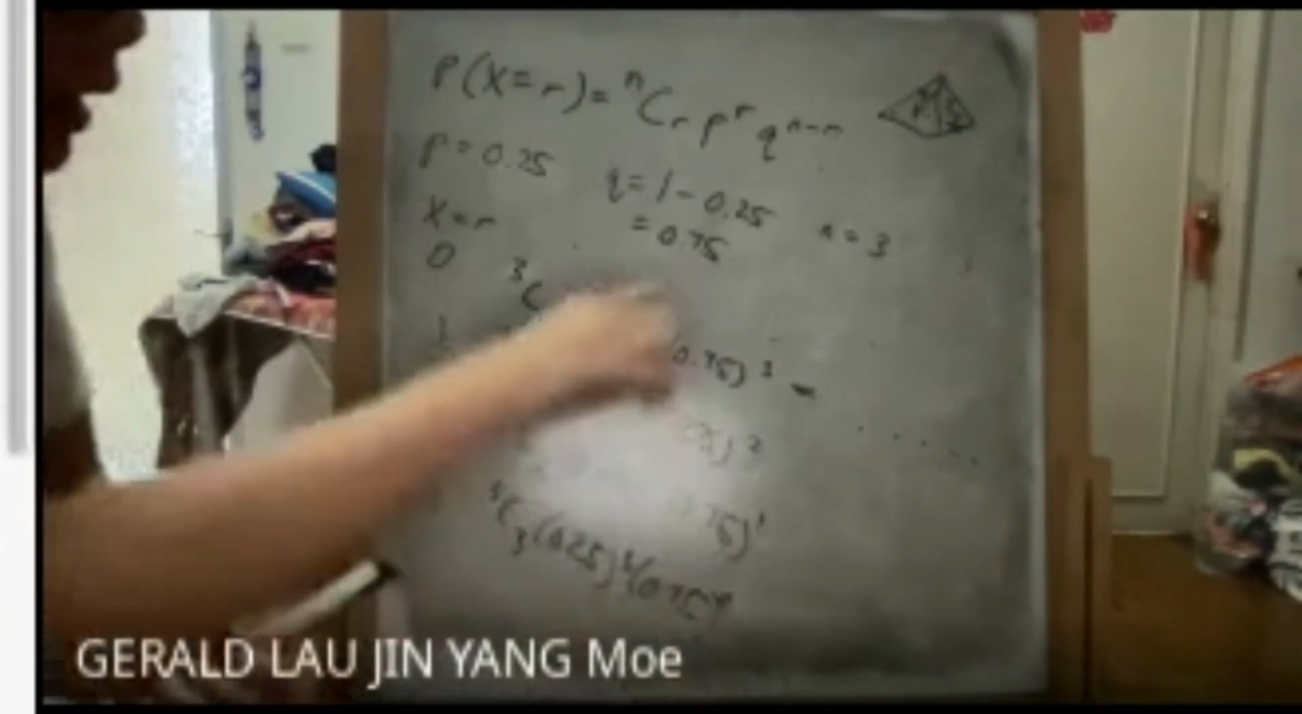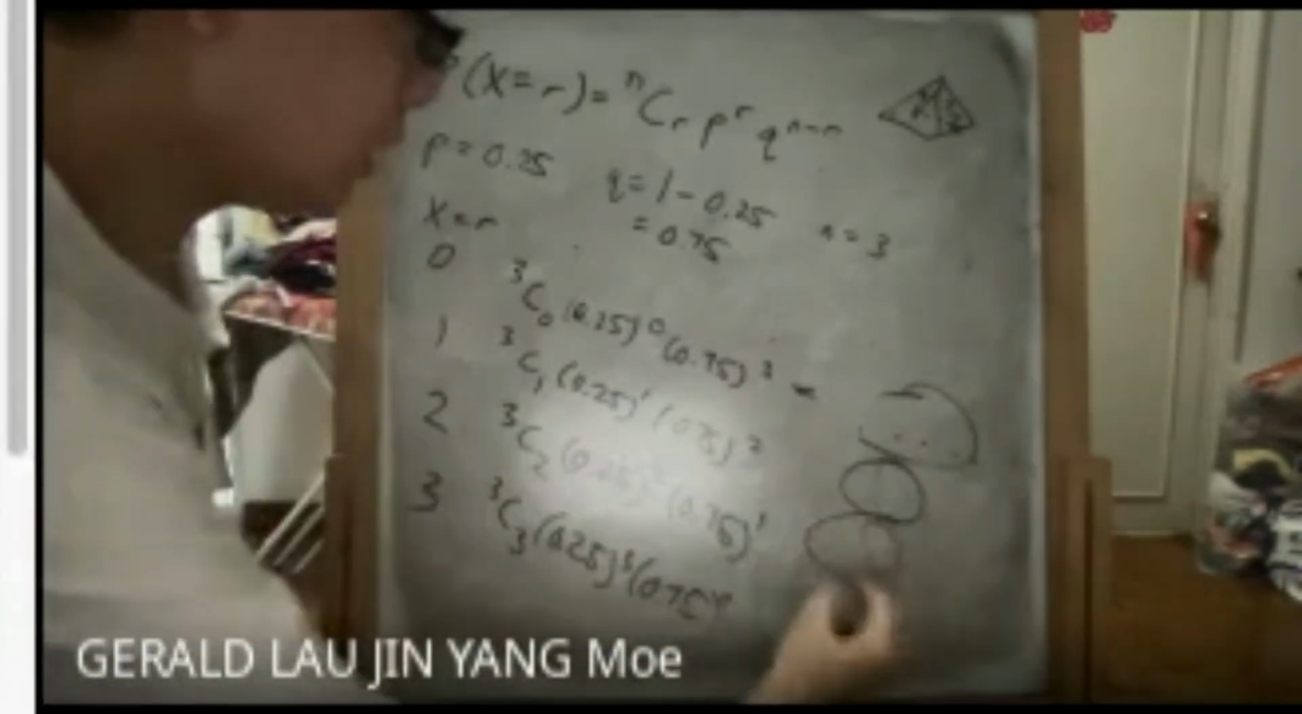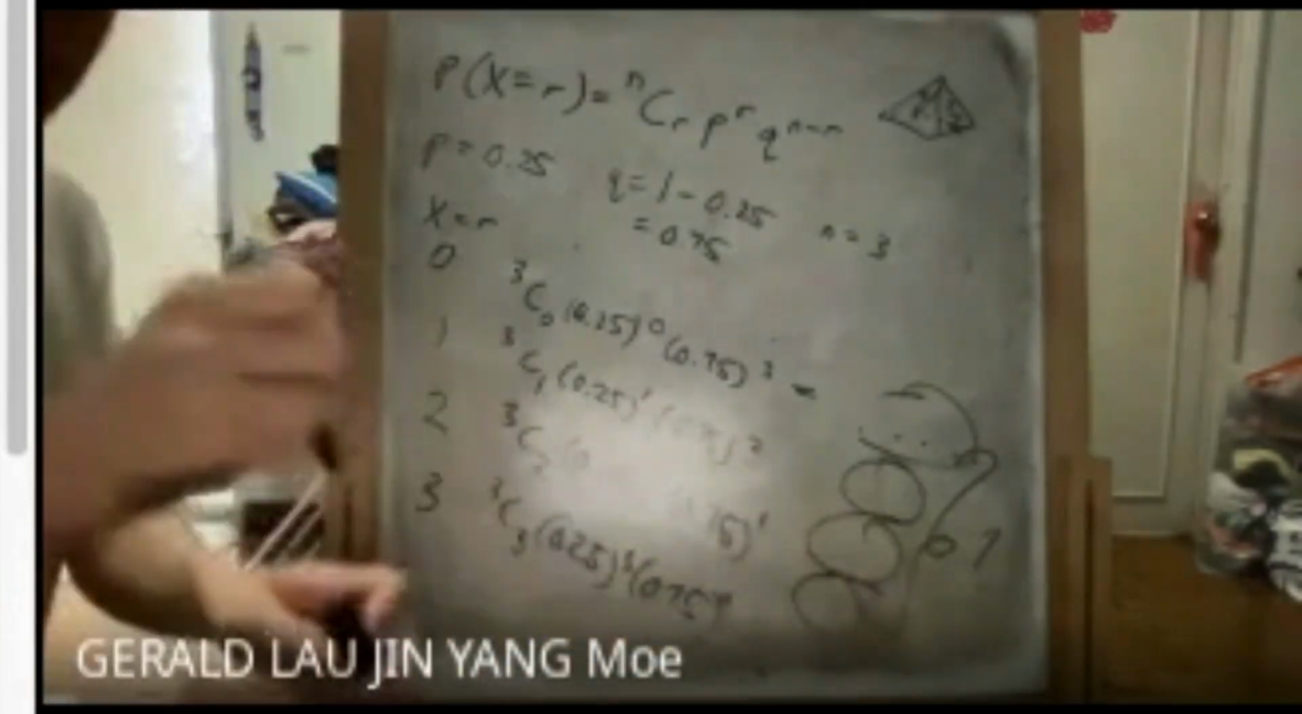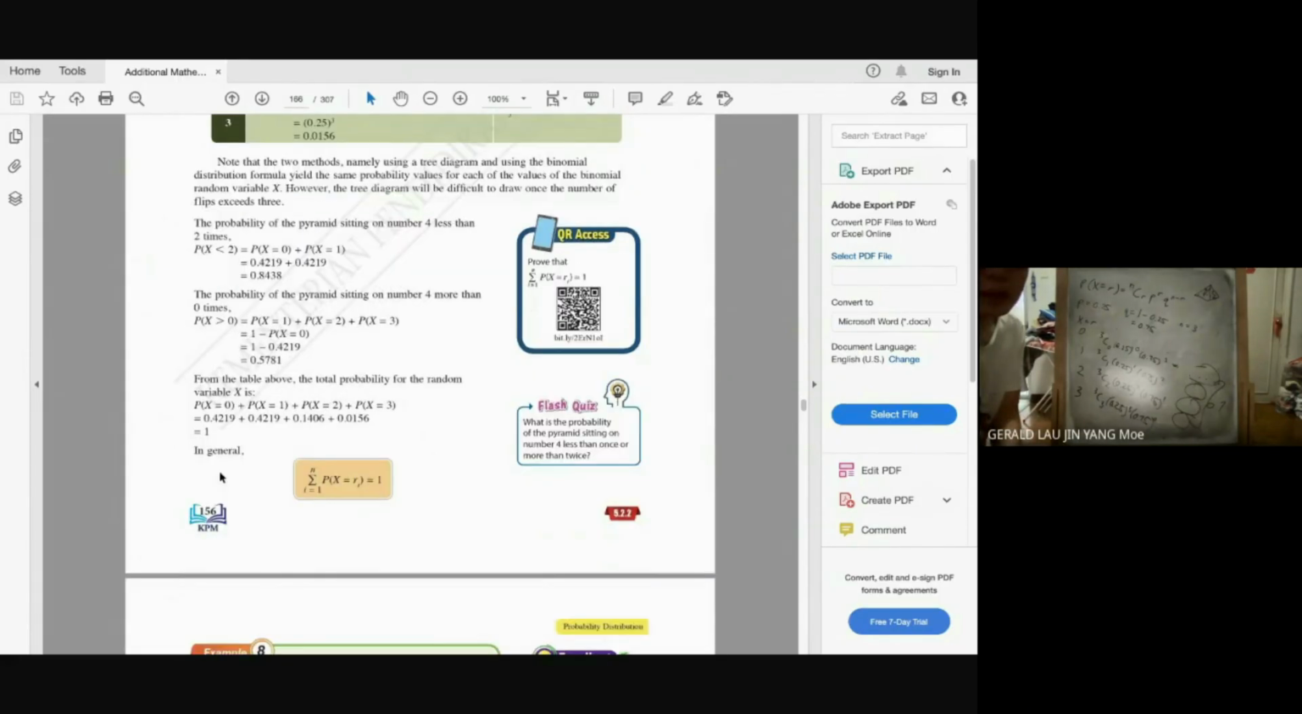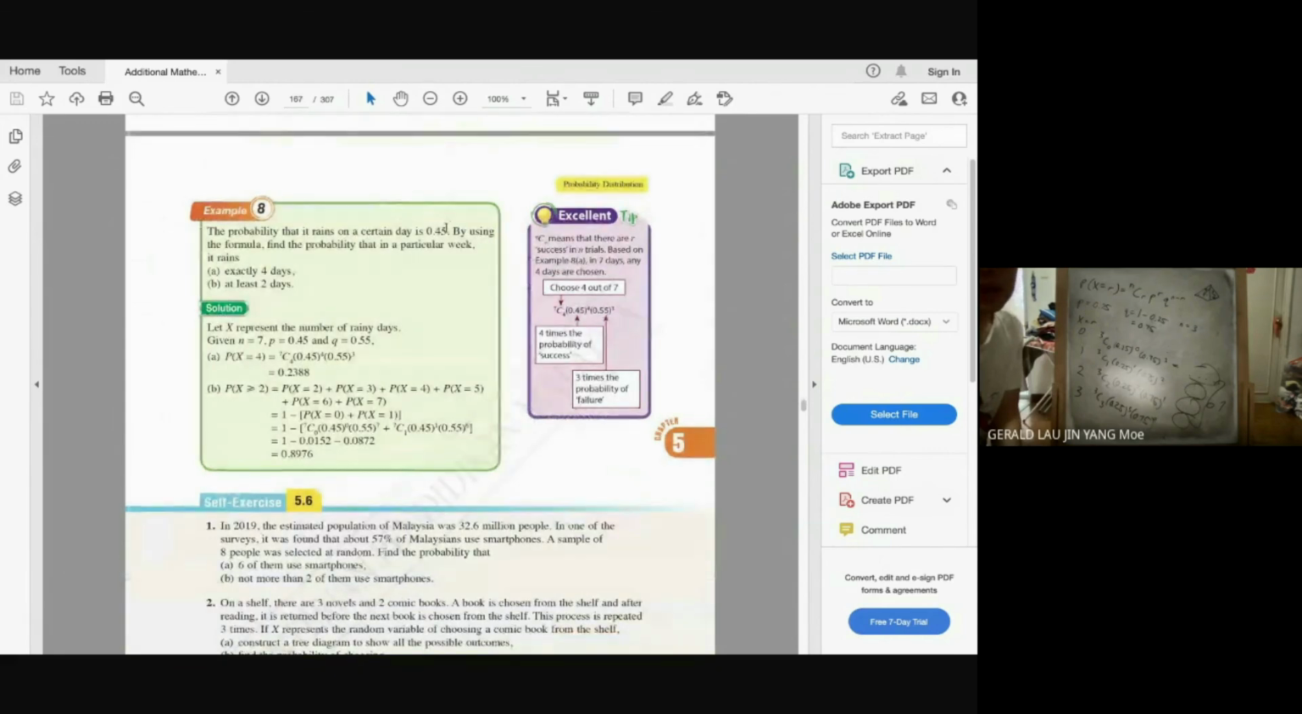In the end, you see, this one plus this all together will become 1. All together it's always 1. The probability that it rains on a certain day is 0.45. By using a formula, find the probability that it rains exactly 4 days in a particular week. So your n is 7 because you have 7 days, and your r is exactly 4 days. Your success is 0.45, so your failure is 0.55. Then substitute into the formula, 0.45 to the power of 4, 0.55 to the power of 3. You get 0.2388.